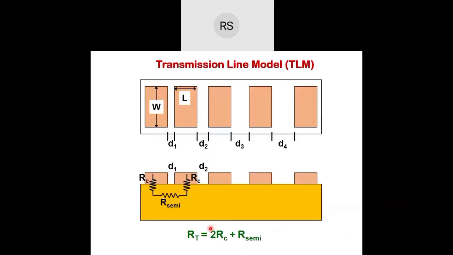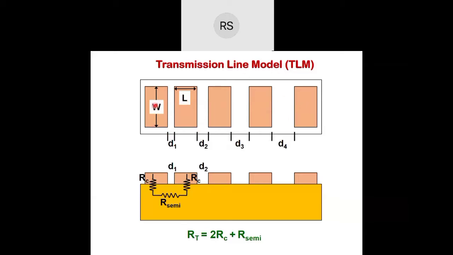And now using photolithography, again we have to resort to lithography and etching, you make these kind of metal contacts. This is the semiconductor below, and on top of that you put a series of contact pads. These contact pads have width W and length L. Then we have successive pads with gaps D1, D2, D3, D4, and so on. The gaps keep increasing, and W and L are kept constant. So this is a series of contact pads.